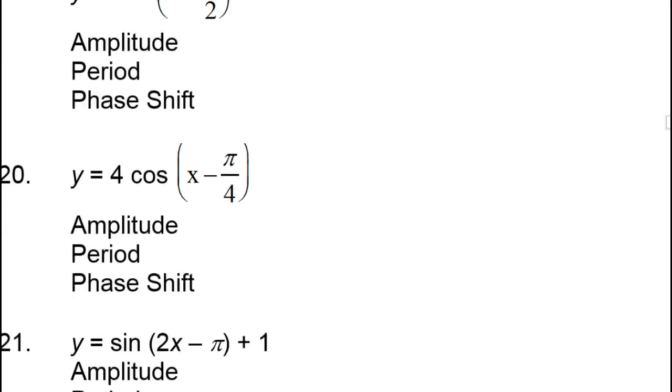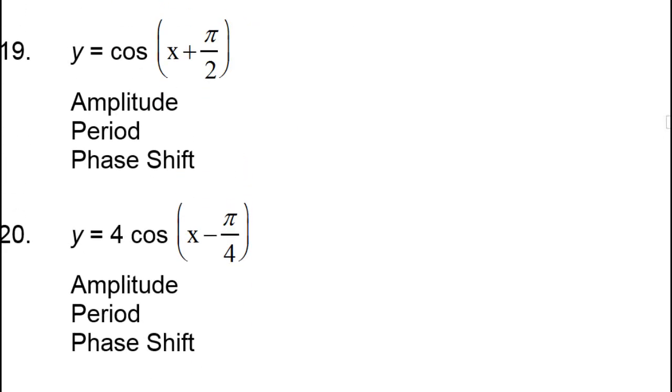All right, let's look at number 19. All right, the A value goes right here. There's nothing there, so the amplitude is 1. The B value goes right here. All right, there's nothing there, so the B value must be 1, which means the period must be 2 pi.